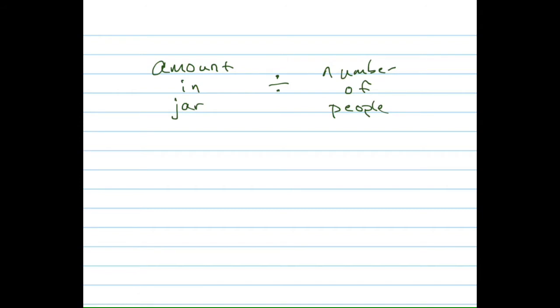Do they tell me how much is in the jar? No, so I should represent that with a variable. What variable do you want to use? Z. Yeah, that makes sense. Could have used J for jar, could have used A for amount, but Seth wants to use Z. Let's go with Z.